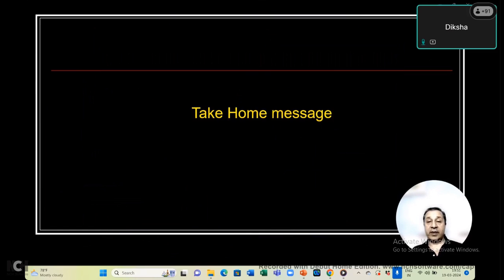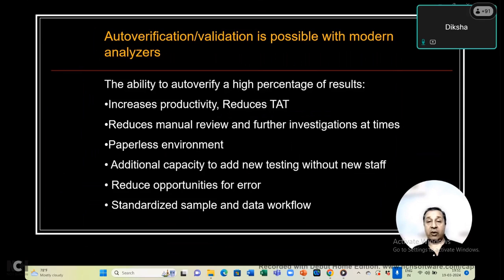So finally, the take-home message: auto verification or validation is possible with modern analyzers. It will help you to ensure that your productivity goes up, you reduce your turnaround times, and your manual reviews go down significantly. It can also help you to set up a paperless environment in your laboratory, and additionally, add to the capacity of your laboratory without adding further staff. It also helps you to reduce or optimize the possibilities of error which could have happened otherwise, and more importantly, a standardized approach to the data flow, which helps one to get the best possible results for our patients.